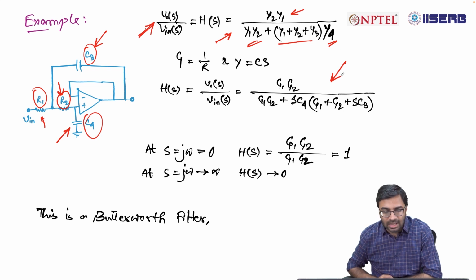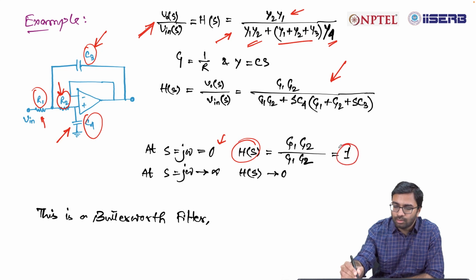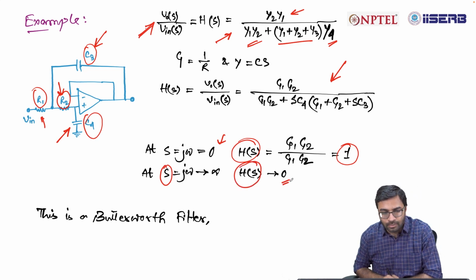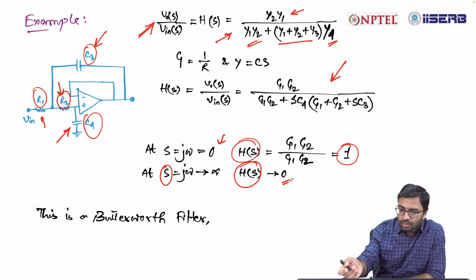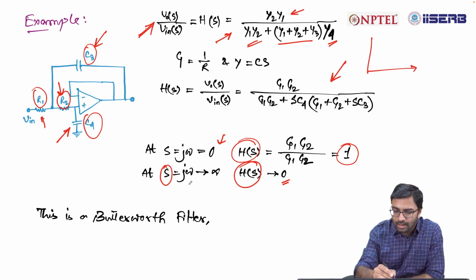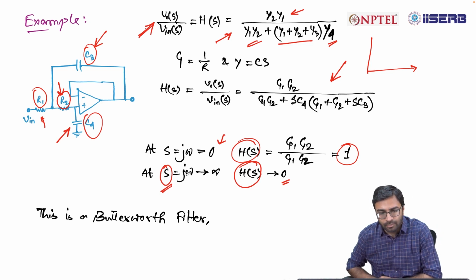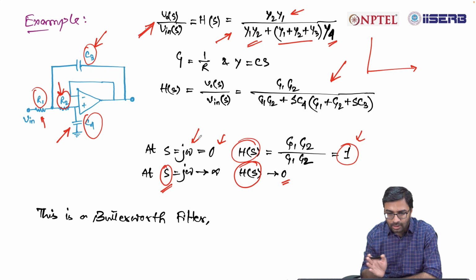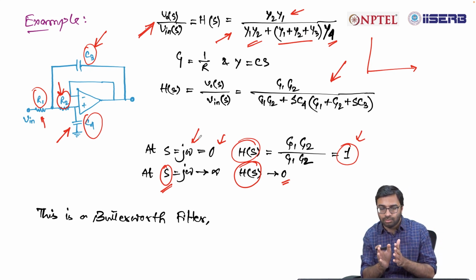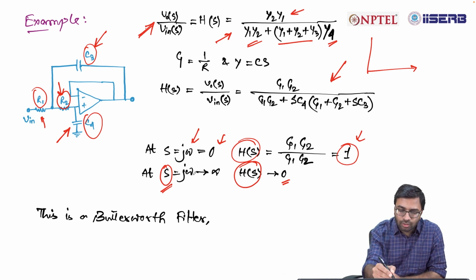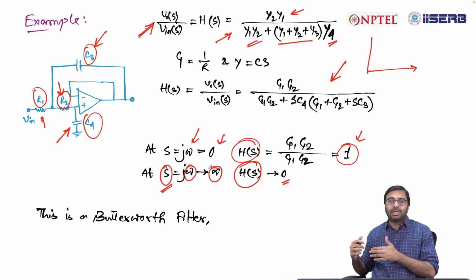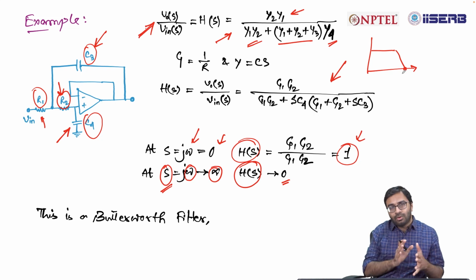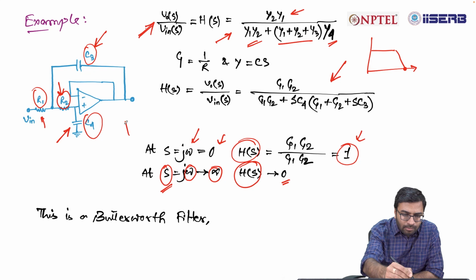Now, in this case, if s is equal to 0, then H(s) is equal to 1. If s is equal to infinite, then H(s) is equal to 0. That means this is a low pass filter, right? If the value of s is 0, then H(s) is 1. That means if your frequency is in the lower frequency domain, then you have the transfer function value as 1. If it is in the higher frequency domain, because if s tends to infinite, that means omega also tends to infinite, then your transfer function becomes 0, right? So in the low range you have some value, in the high range it will go to 0. That means it is a low pass filter, and this is an example of a Butterworth filter.